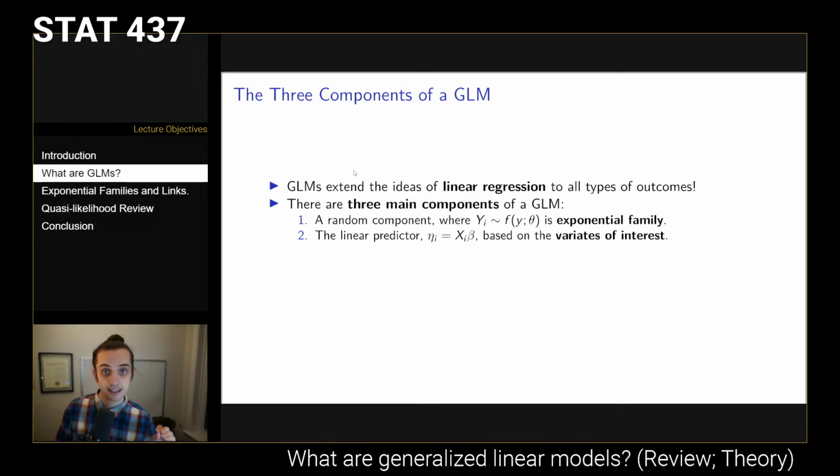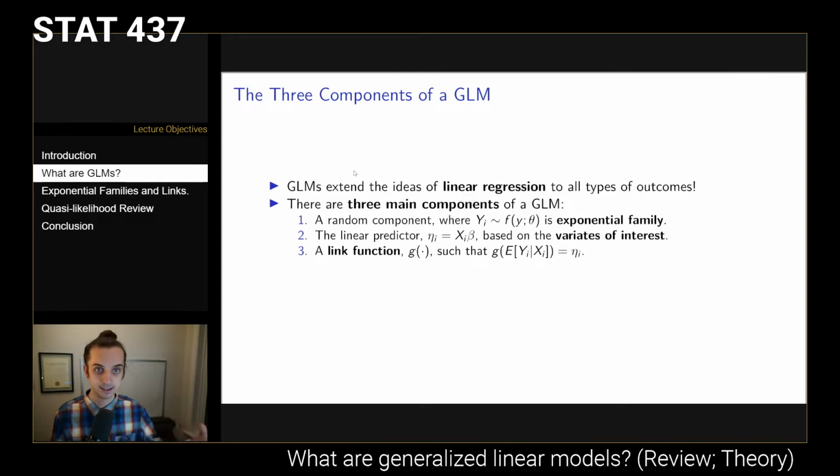Next, we need to specify a linear predictor. We're going to call this eta i. It's equal to xi beta, and it's based on our covariates of interest. It's our linear predictor because we have this linear form where we take whatever covariates we care about in x and multiply those by a parameter vector beta. The general idea with the generalized linear model is that we want to link this linear predictor to the random component. The way we do that is through the third component, the link function. Our link function is some pre-specified function g, such that when we apply g to the conditional expectation, we get the linear predictor.